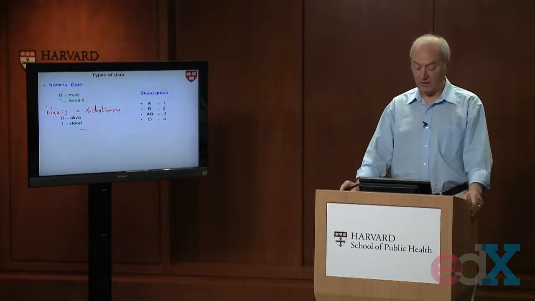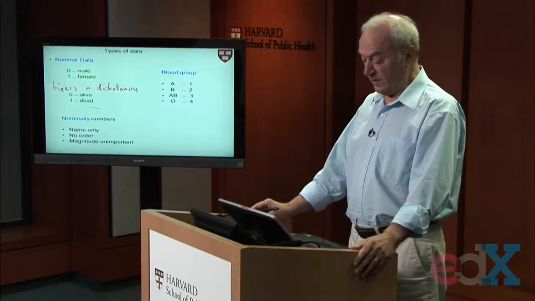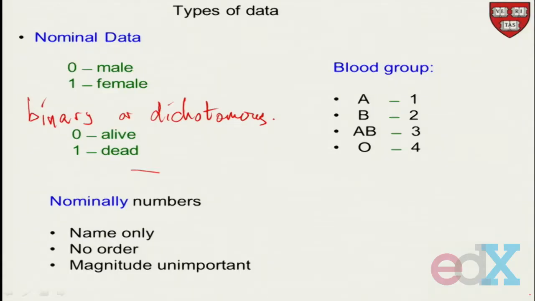Now, if you go to FHS.dta, the data set from the Framingham Heart Study that Lauren spoke to you about, then you can take a look and see how many nominal data there are in that data set. So, in summary, these are nominally numbers. Only in name are they numbers. There's no order. The magnitude is unimportant.